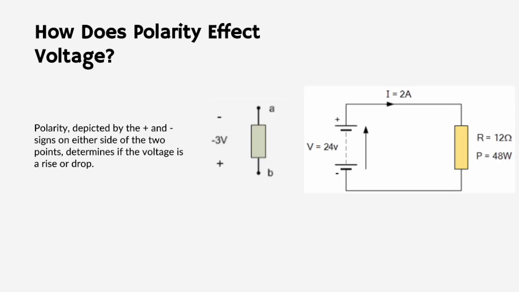So, how does polarity affect voltage? Polarity, depicted by the plus and minus signs on either side of the 2 points, determines if the voltage is a rise or drop. This will decide whether each voltage is subtracted or added when using KVL.